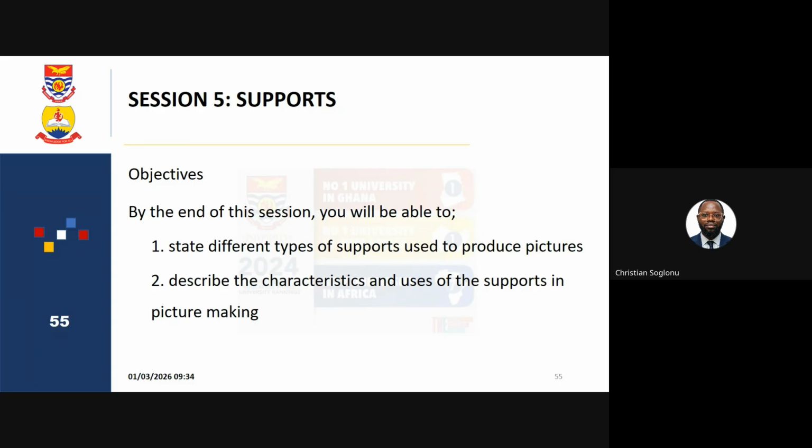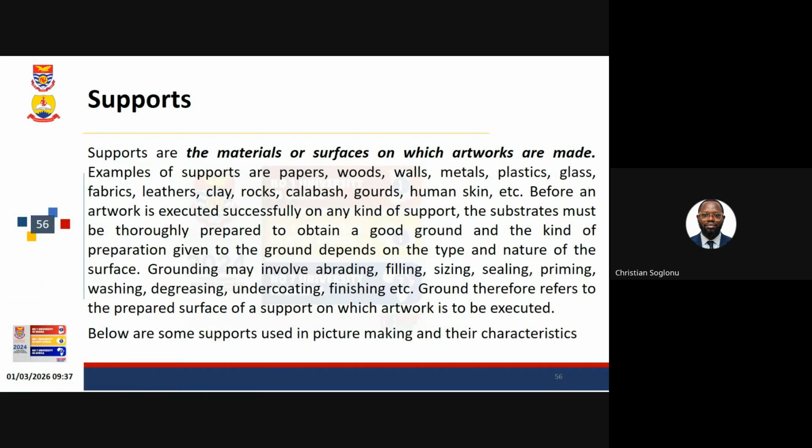So we now come to support, and it says that by the end of this lesson, you'll be able to state the different types of support used to produce pictures, to describe the characteristics and uses of support in picture making. So support, they are materials or surface on which artworks are made.